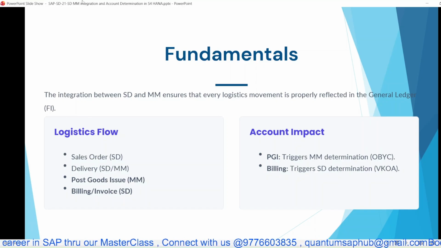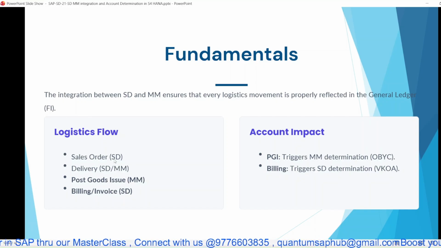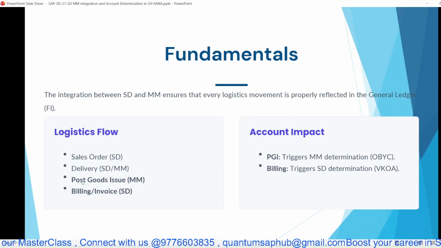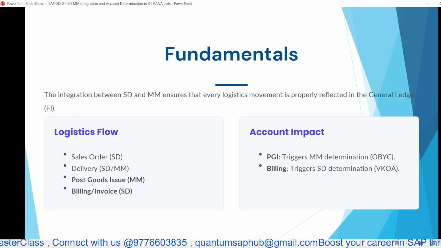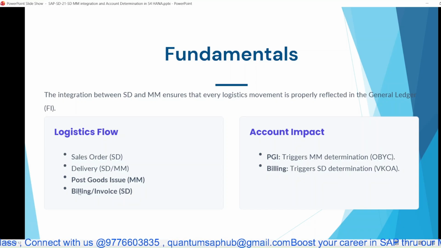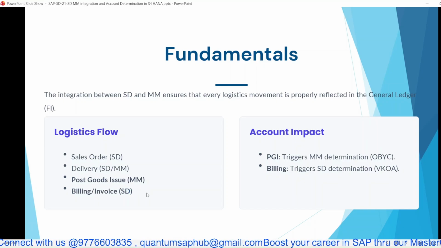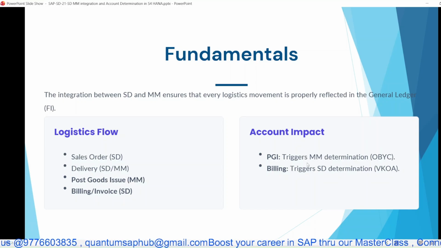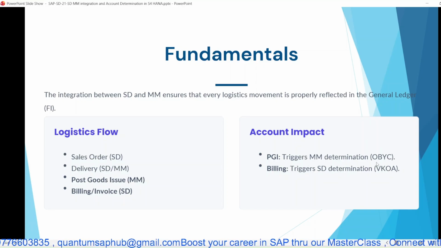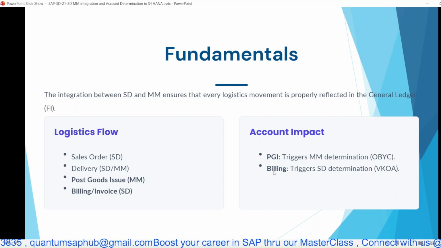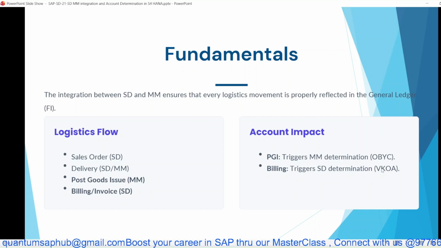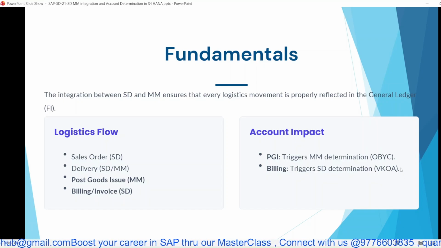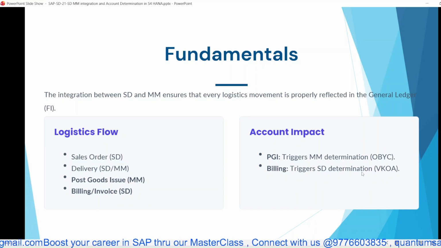Okay, logistics flow. Let us understand the logistic flow. First, we create the sales order. Then we go for delivery. Here the SD-MM integration is there, and then post goods issue, and then the billing invoice. Account impact: PGI triggers MM determination, so OBYC. Today we learn about this. Billing triggers SD-FI determination. You can follow the videos which you have created for SD-FI integration and account determination.